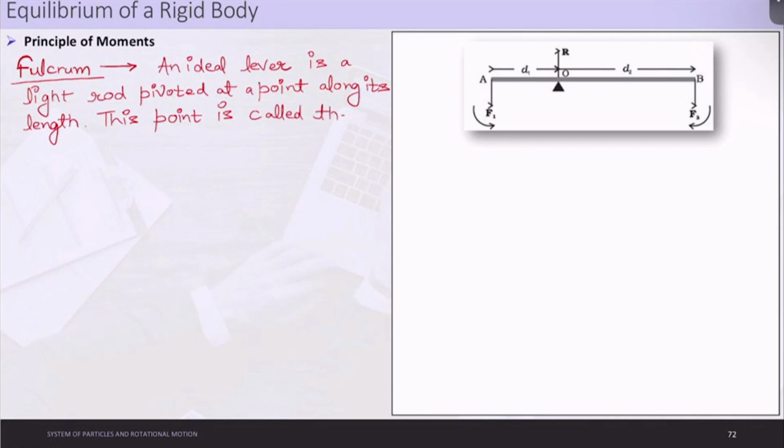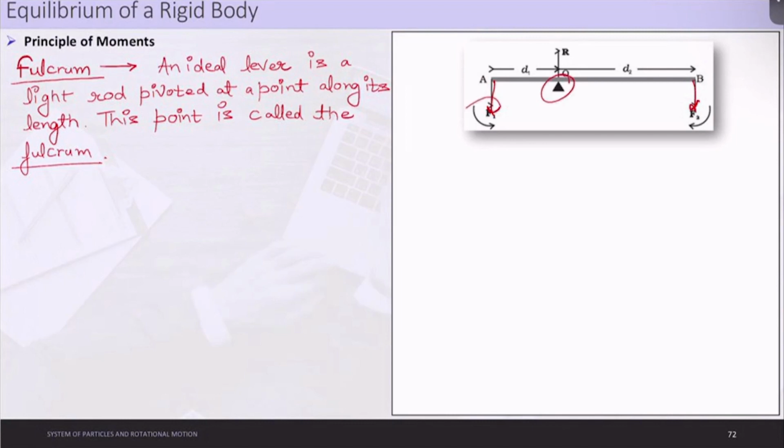Is called the fulcrum. Okay, so basic meaning. Basically, this point R, this triangle, is your fulcrum. Okay, so you may have seen this type of figure. What is happening here is a simple example of a seesaw.